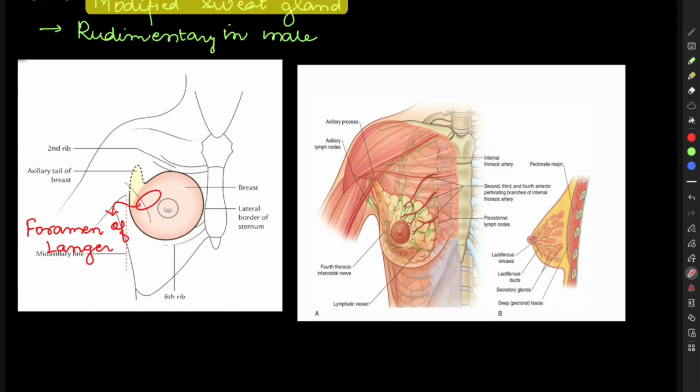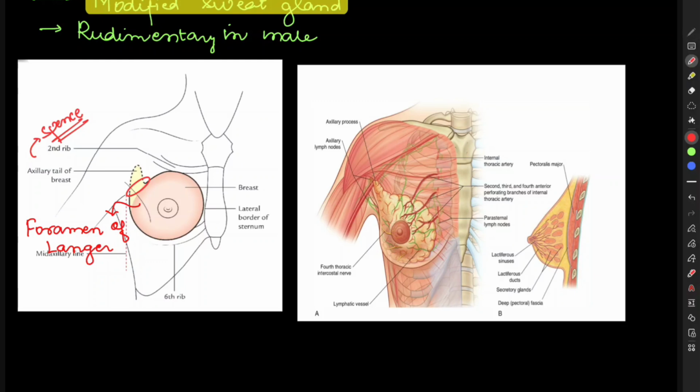Now talking about the mammary gland, we can see a very small extension into the axilla region. This extension is called the axillary tail of breast, or the axillary tail of Spence, and the opening through which the axillary tail of Spence passes into the axilla is called the foramen of Langer. Once again I am repeating, our breast basically lies in the superficial fascia of our pectoral region. This breast has a small extension called the axillary tail of Spence into the axilla region through an opening called the foramen of Langer.